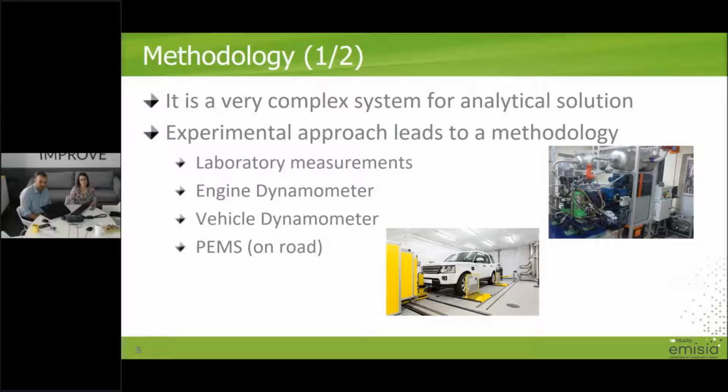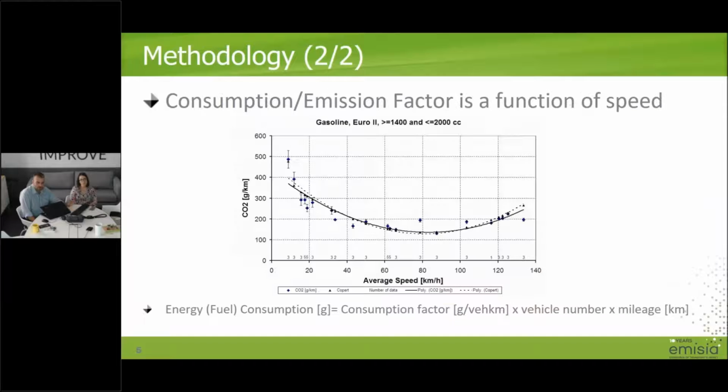You get the whole vehicle, you put it in the laboratory on rollers, and then you measure the emissions and the fuel consumption from this vehicle. And finally, it's the PEMS measurements, which are portable emission measurement systems, where you do measurements on the road. So we collect all this information and we transform this into our calculation methodology. Now, what we actually get is that every time we do a measurement, we get a point on this graph.